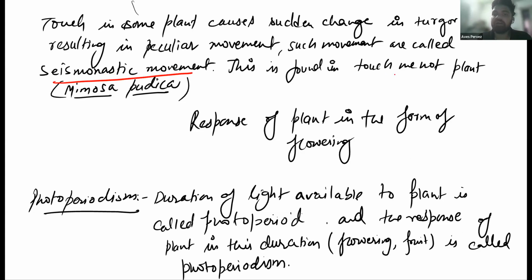And we can simply say that it is found in the touch-me-not plant. The scientific name of the touch-me-not plant is Mimosa pudica. Note it down: touch in some plants causes a sudden change in the turgor, resulting in the movement.